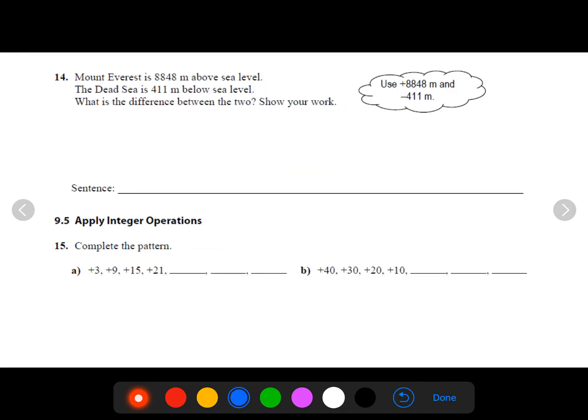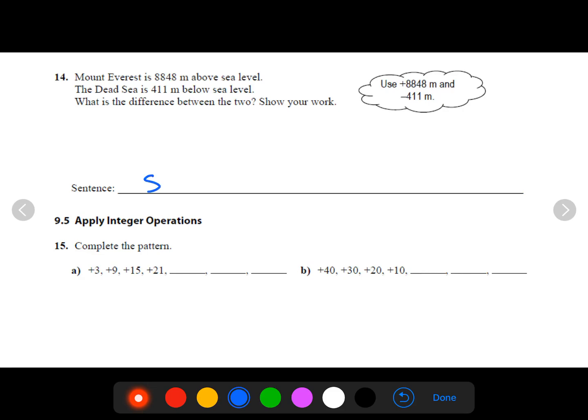Number 14, Mount Everest is 8848 meters above sea level. The Dead Sea is 411 meters below sea level. What is the difference between the two? Show your work. So as the cloud bubble says here, we're using positive 8,848 meters for Everest and negative 411 meters for Dead Sea. Because 0 is considered sea level. So if it's below, it's negative. If it's above, it's positive.